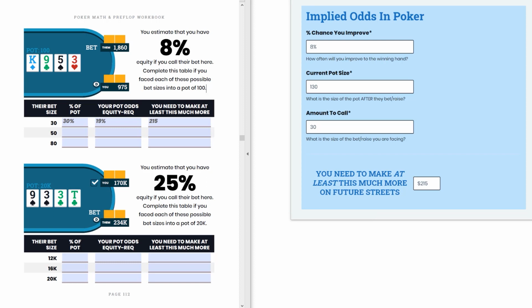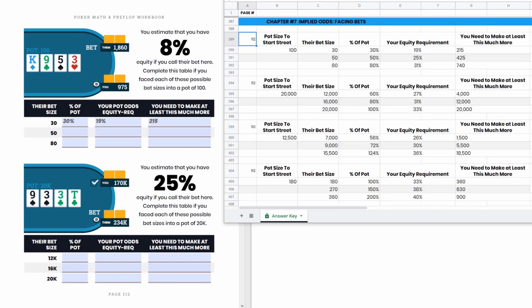That also means, do both of us have deep enough stacks where reasonably we could make 215 more, and is there a decent chance that we get paid off the times that we do hit? Because if we're not going to get paid off the 8% of the time that we improve, then is this really going to be that good? So again, this is how we can start bridging the answers from the work we do in the workbook to the actual lines that we take, thinking about the stack sizes, thinking about the actual payoff potential, and then making smarter decisions from there.